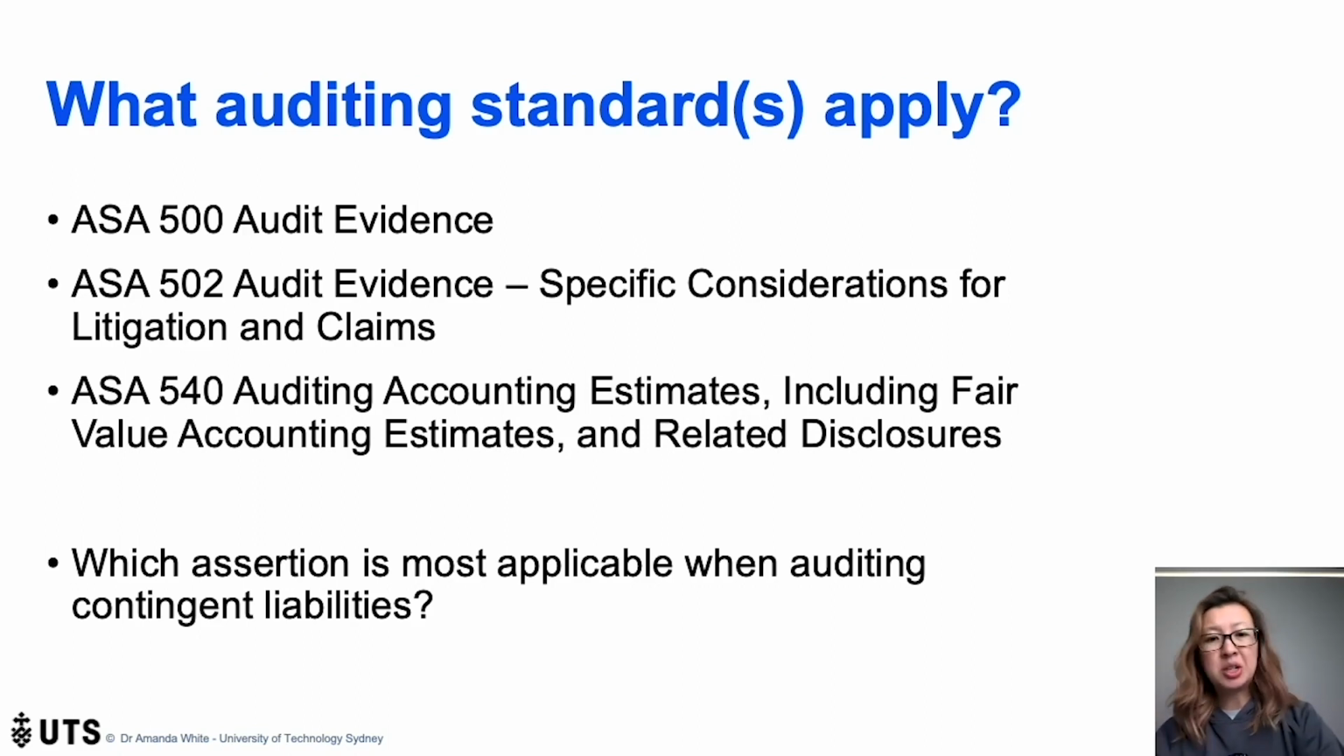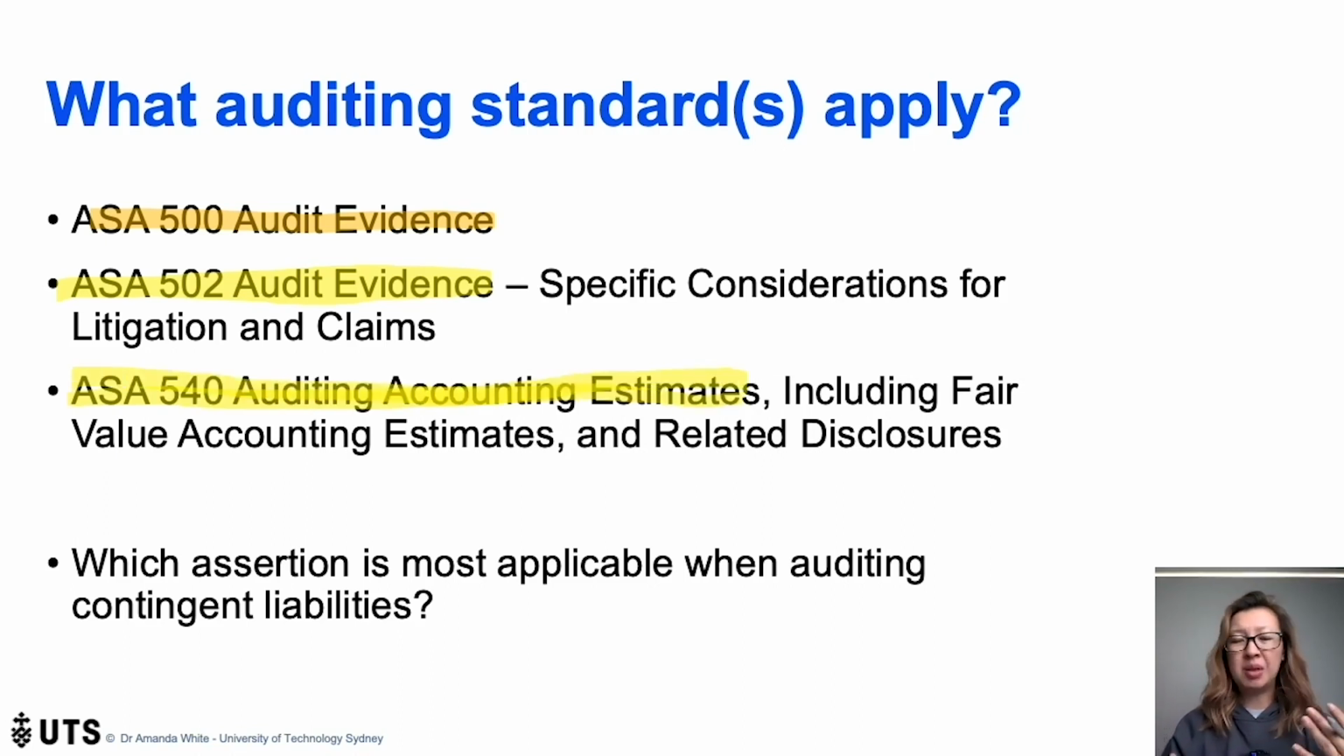ASA 500, which is about audit evidence. We've already looked at ASA 500 quite a few times. There's also a different standard that we haven't covered before, which is ASA 502. ASA 502 is about litigation and claims. I'm going to talk a bit more about that particular standard a little bit later. And then also ASA 540, where we're auditing accounting estimates. So anytime we are going to include disclosures about a contingent liability that includes some number figure, we also need to consider, how is this estimate put together? Was it put together appropriately, or do the calculations not make sense?